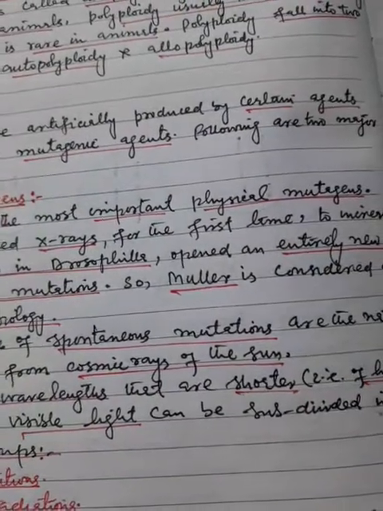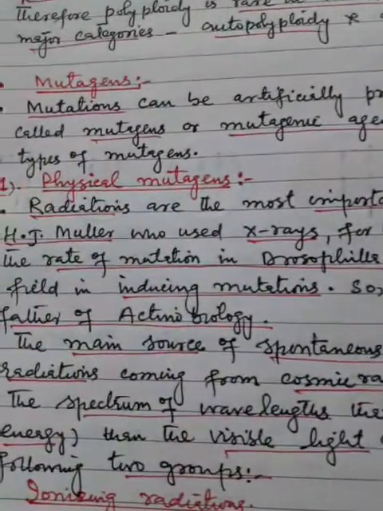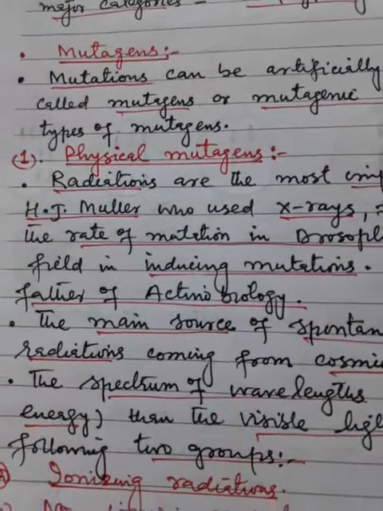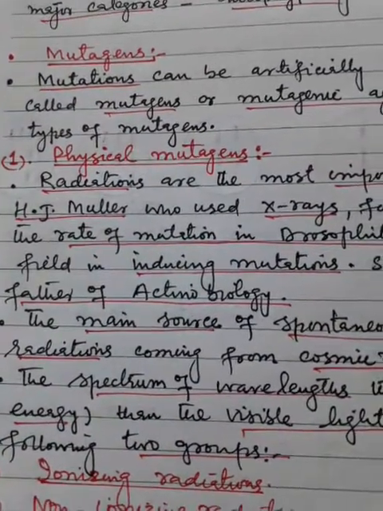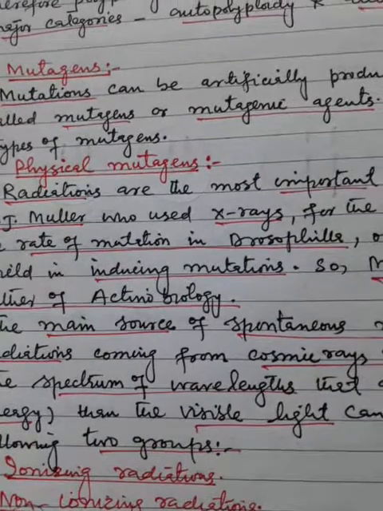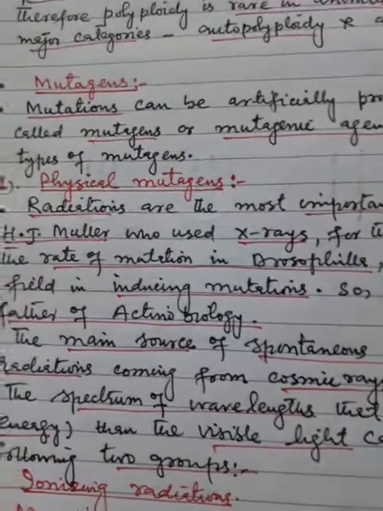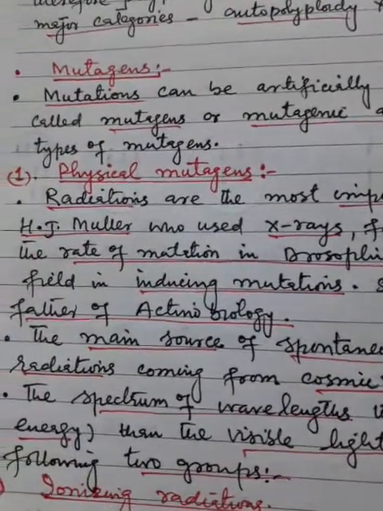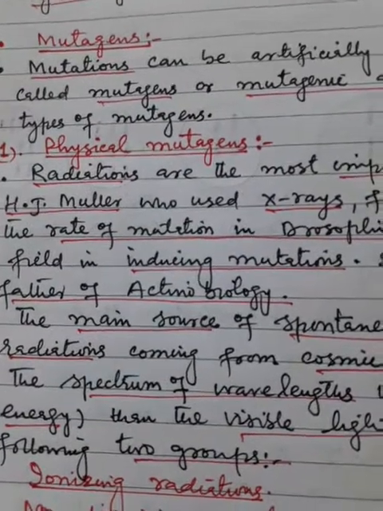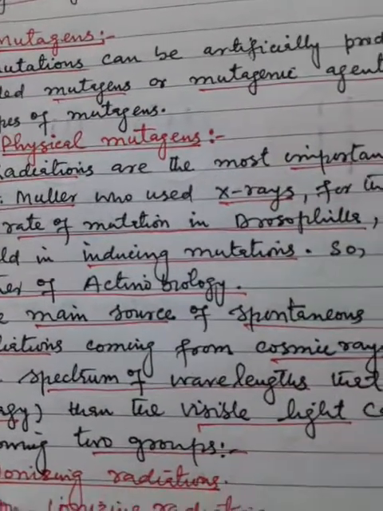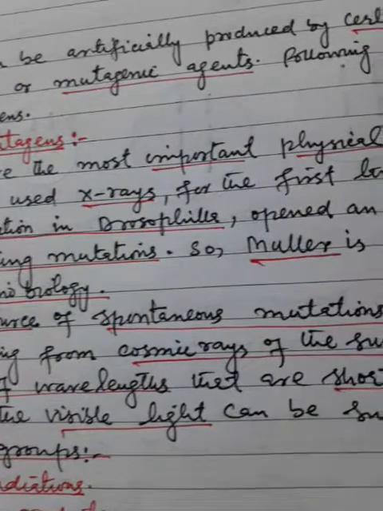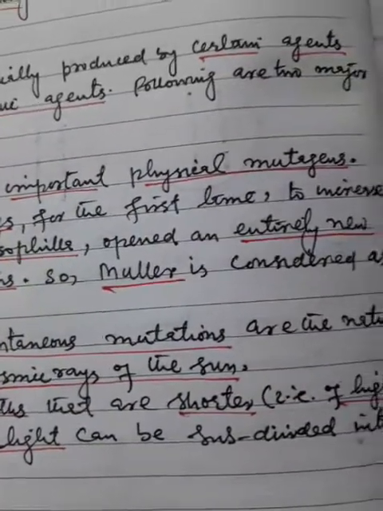Following are two major types of mutagens. Number one, physical mutagens, and number two, chemical mutagens. Now, physical mutagens. Radiations are the most important physical mutagens.